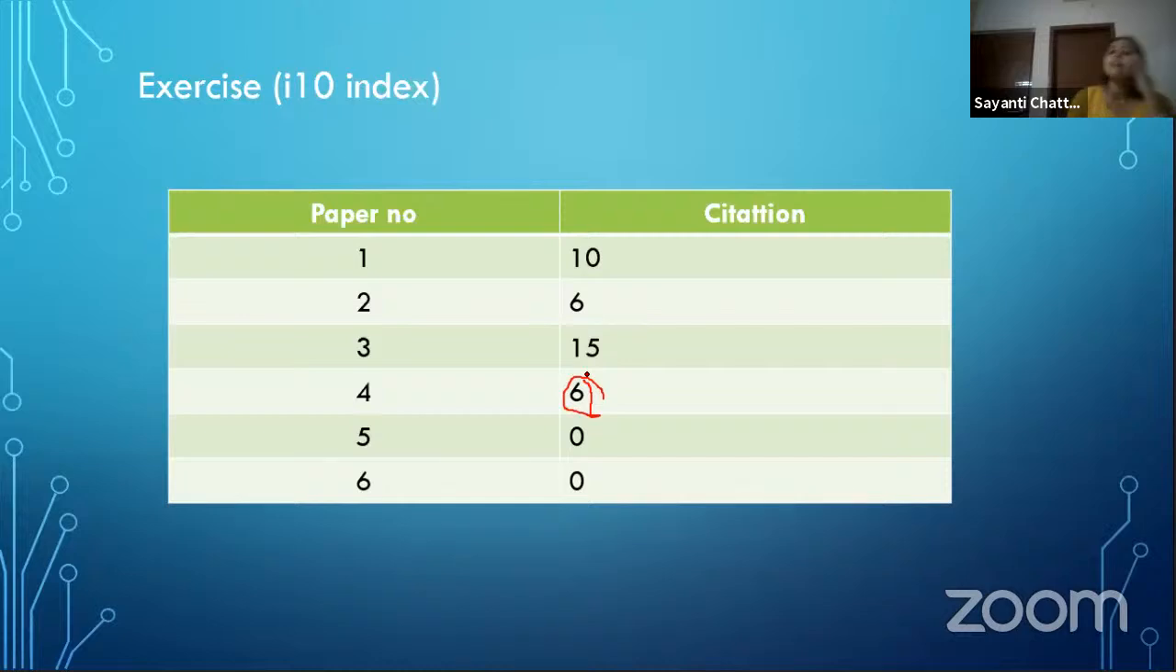And what will be his I-10 index? The number of journals that get 10 or more than 10 citations. So it is 1, it is 2. So its I-10 index will be 2.